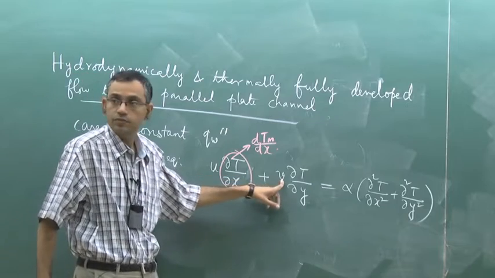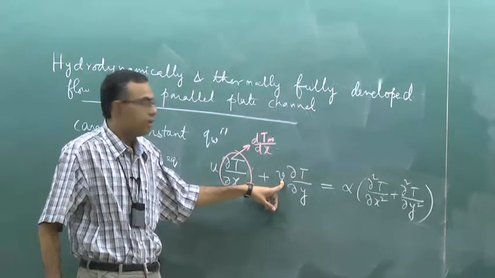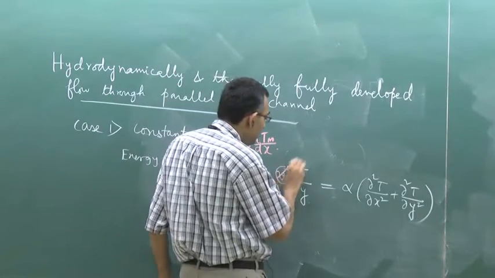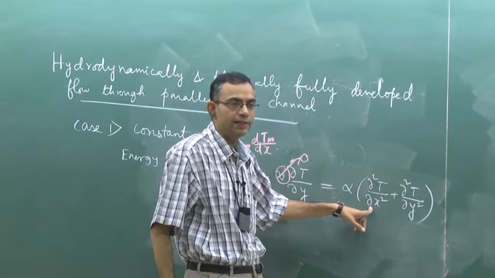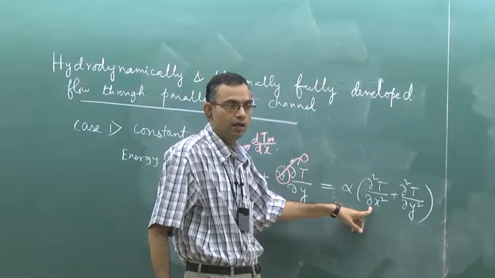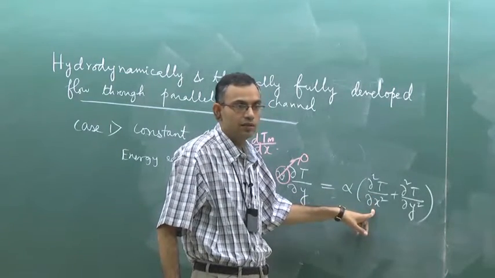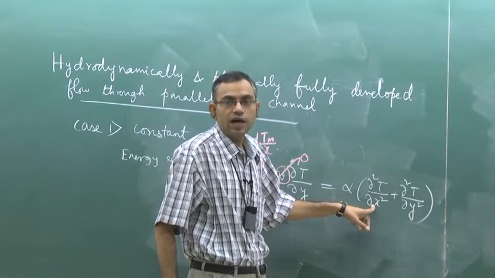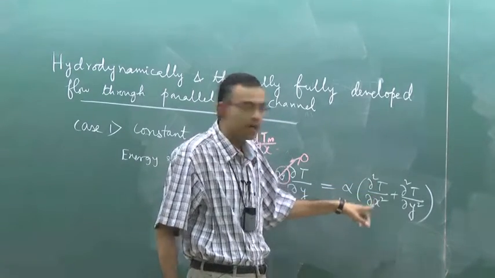What about this term? V is equal to 0 for hydrodynamically fully developed flow, so this will be 0. What about this term on the right-hand side? Del T del x. Del T del x is what? Del T del x is equal to a constant for thermally fully developed flow with constant wall heat flux. Because del T del x is constant, del 2 T del x2 is 0.